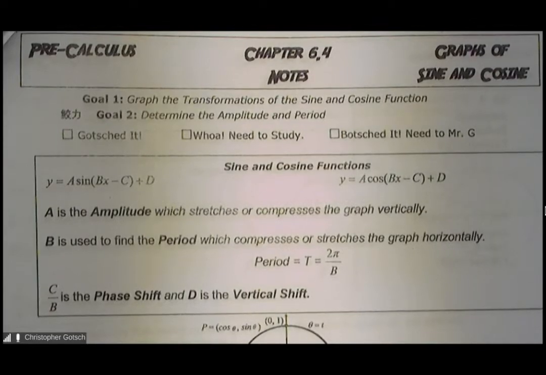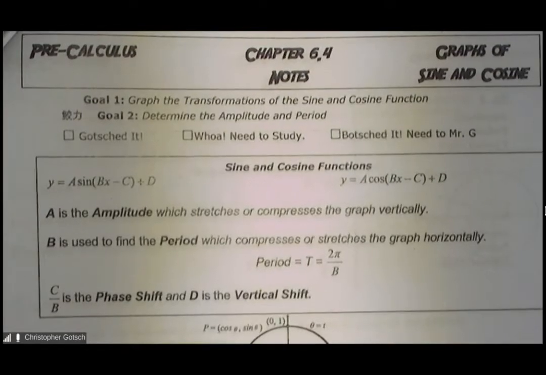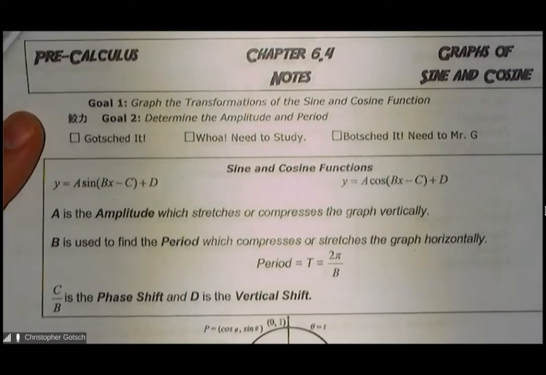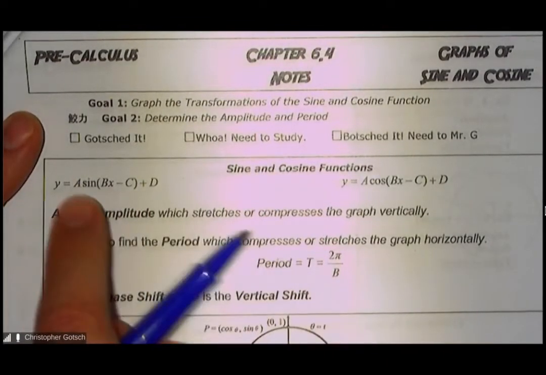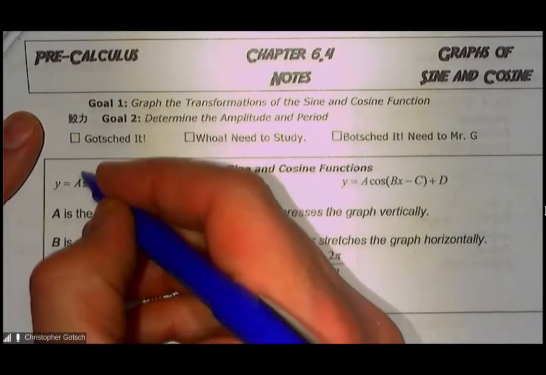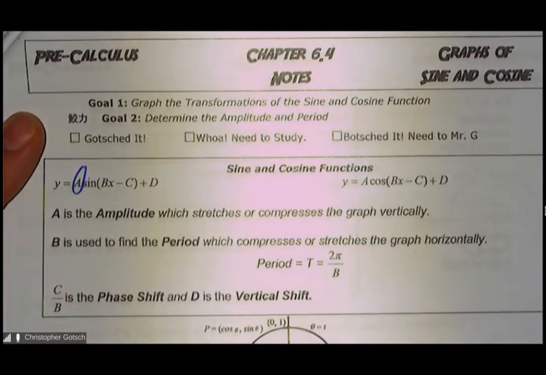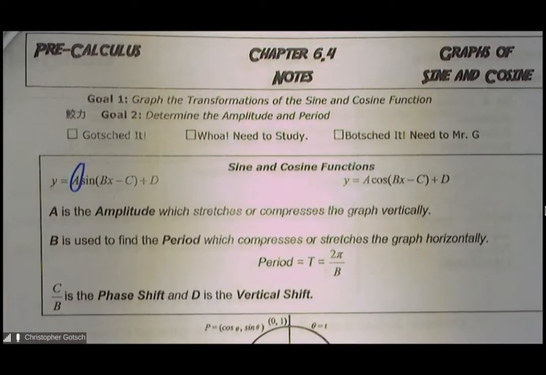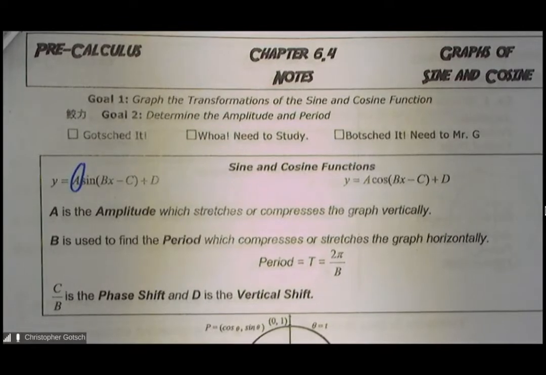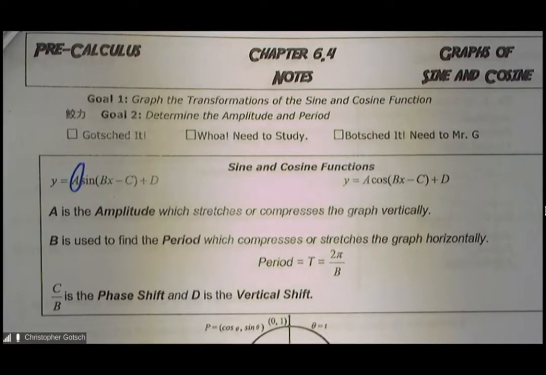And we'll be doing that by looking at goal number 2, the amplitude and period. So as we take a look at our equations, we got the A, we got the B, the C, the D. Today we're going to focus on A. And A is for your amplitude. That's going to be that stretch vertically. Or it could compress your graph. Okay. If it's like a fraction or something. So A is your amplitude.